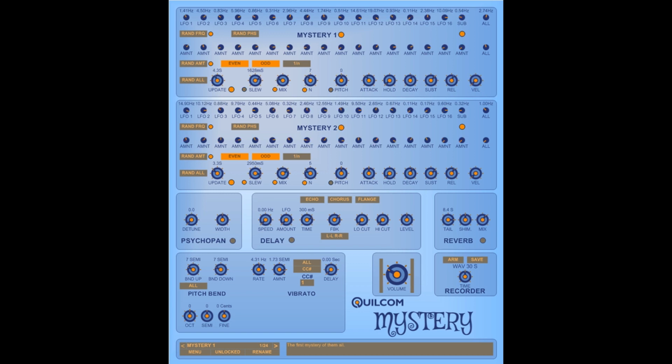So it's quite common for soundscapes and pads to make use of delay and reverb, so I've provided multifunction delay and reverb with shimmer. But the Psychopan option, I think you might find it very useful for making big wide sounds. So this is without the Psychopan or any of the other effects.